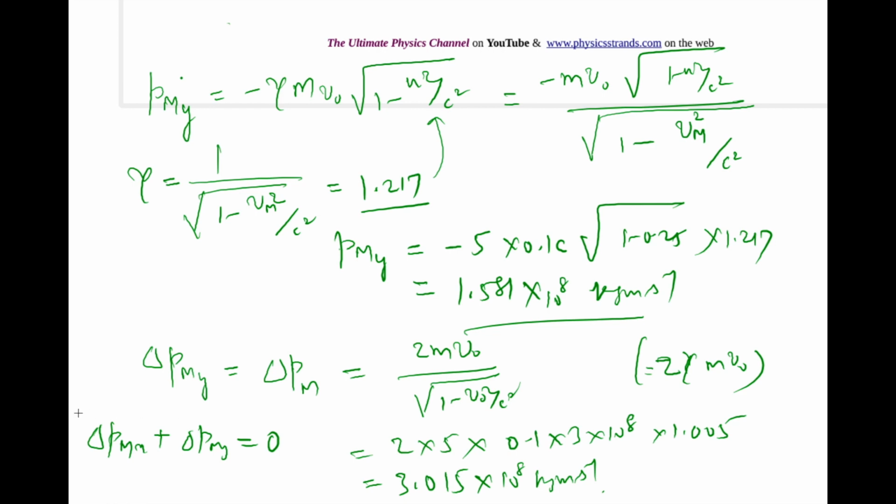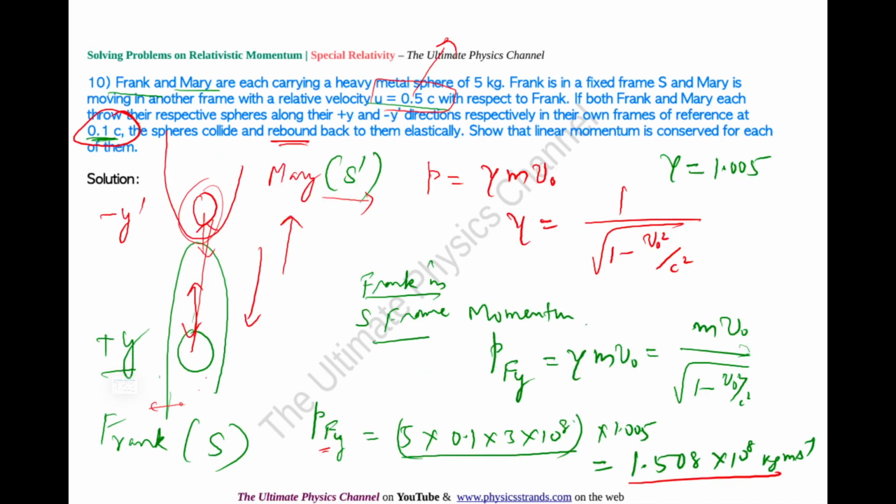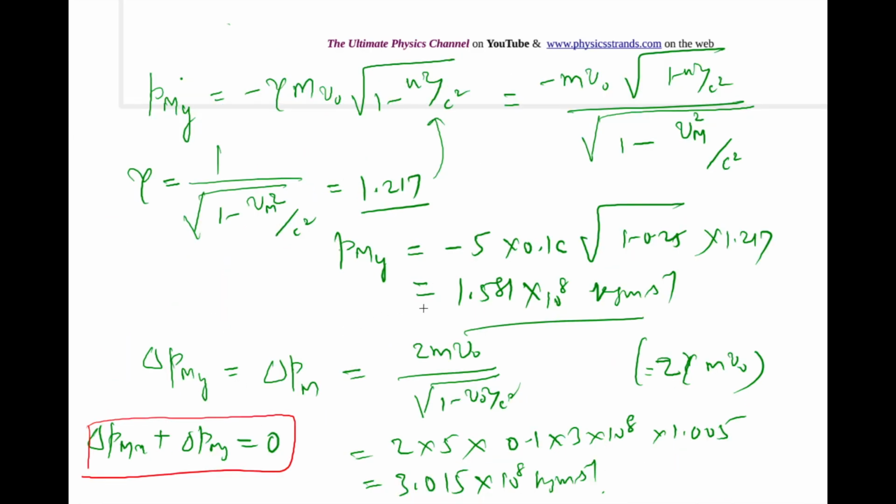Therefore we have proved here that the momentum is conserved, for both Frank and Mary in their own frames of reference. Of course, I have shown it only for Frank, but in the same way, if you repeat this for Mary, you can calculate the momentum of Frank's sphere in Mary's frame of reference, and show that momentum is conserved there also.